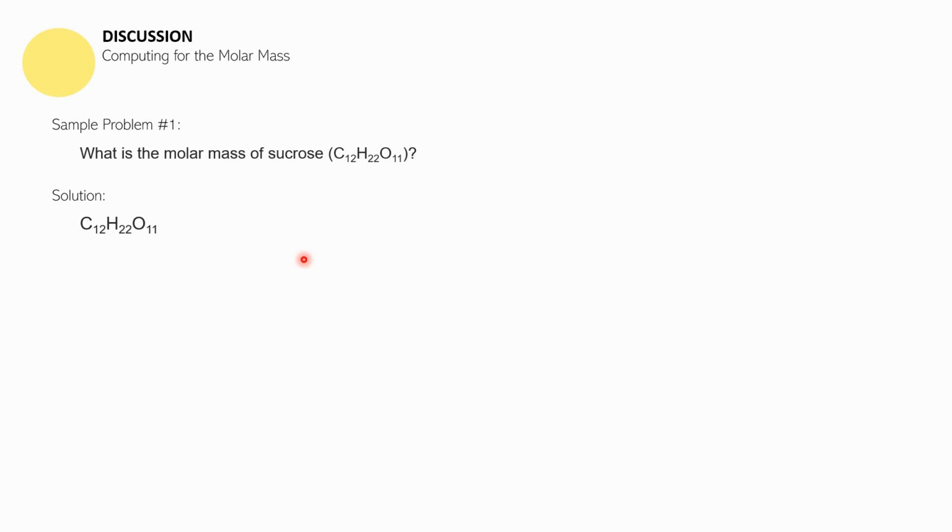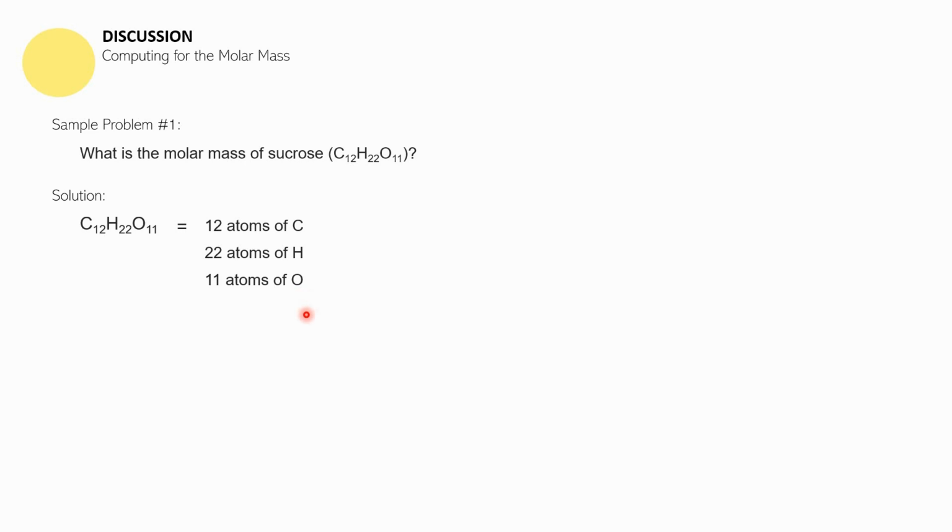So it has 1 carbon and 2 oxygens. Same thing for this: you have 12 carbons, 22 hydrogens, and 11 oxygens. So 12 atoms, 22 atoms, and 11 atoms of carbon, hydrogen, and oxygen, respectively. Now, what is the next thing that you need to do?